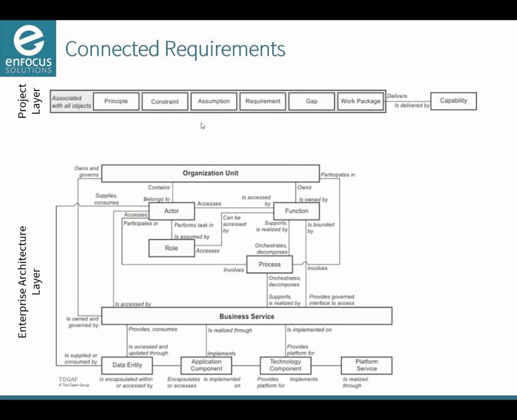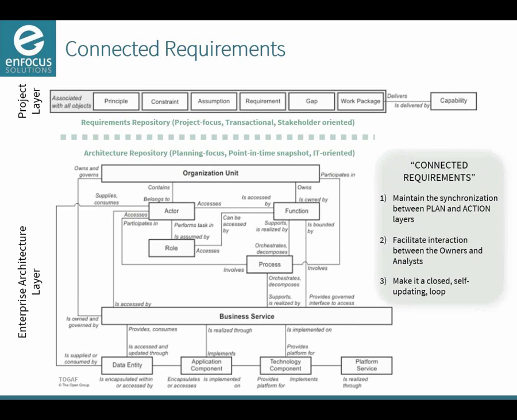So what business architecture is all about, and what linking the two is all about, is this: at the bottom you have the architecture repository. At the top you have the requirements repository, which is much more project-focused, transactional, and stakeholder-oriented versus planning-focused, because the bottom one tends to be much more of a modeling tool. These two things are different. The harmonizing is this concept of connected requirements, where you maintain the synchronization between plan and action. Again, take a look at the layers in actor, role, function, process.